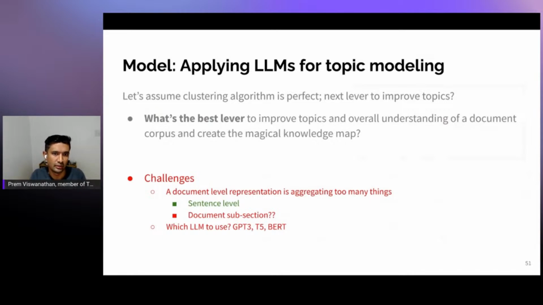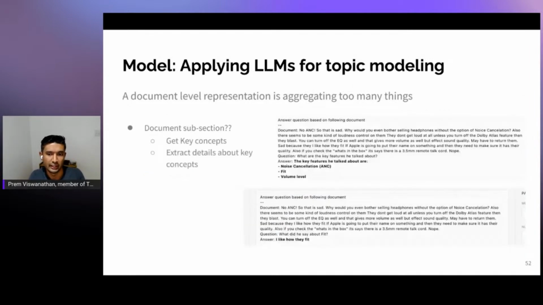So if sentence-level extraction representation is challenging, then what do we do? That's where leveraging large language models for prompt-based extraction of subsections within documents is very helpful. Essentially, one way to do this is you have the document, and then you ask very specific questions about what the key features are. The large language model, if fine-tuned, will do a good job of giving you the key features. And then you go back and ask questions about those key features.